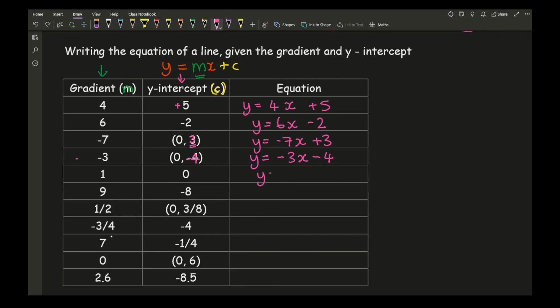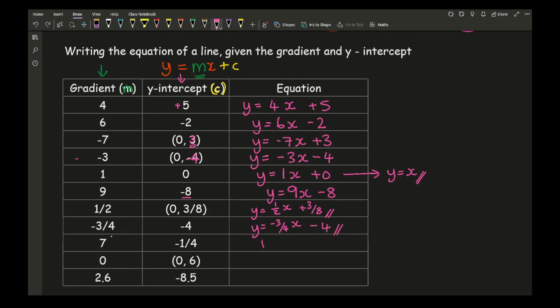For the next one, we've got y equals 1x, and then plus 0. Now we can also write this as y equals x, and that there is the final answer. But again, if you wrote it like this, you should still get full marks in the exam. For the next one, we've got y equals m, which is 9, x, and then c, which is minus 8. The next one here, we've got fractions. Again, it doesn't really matter. So I've got y equals m, which is a half, x, and 3/8, and it's positive, so it's plus 3/8. For the next one, I've got y equals minus 3/4 x, and then minus 4.